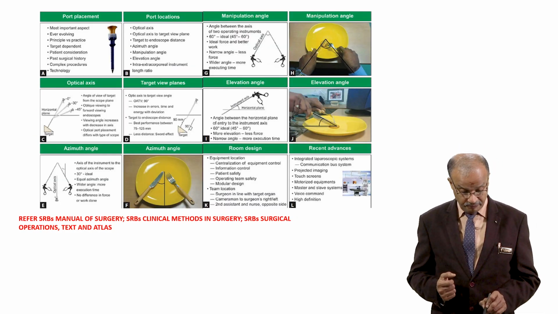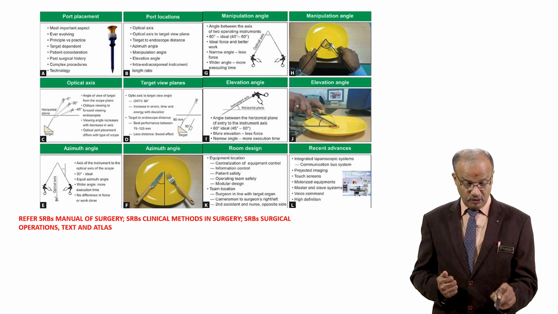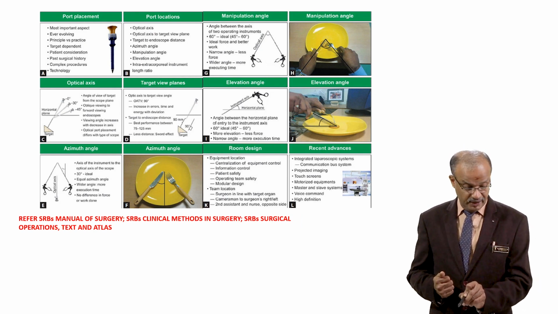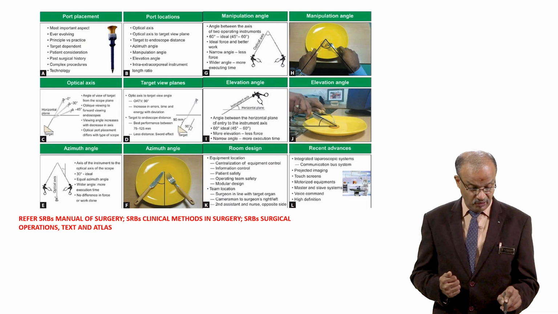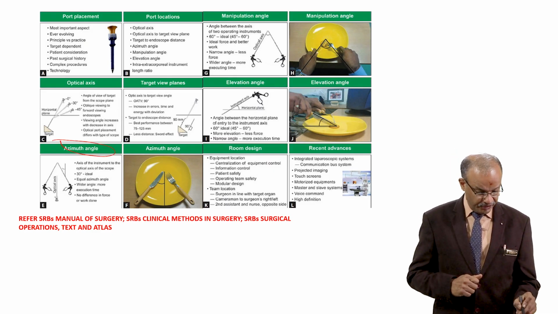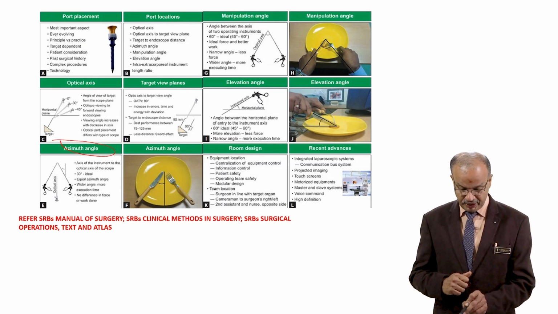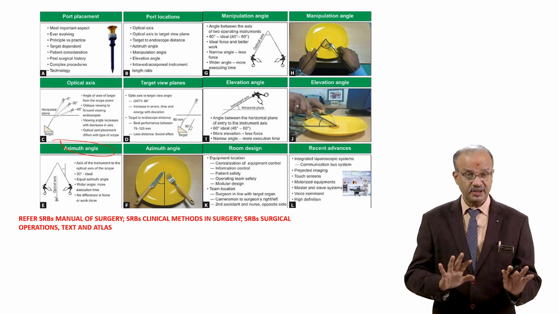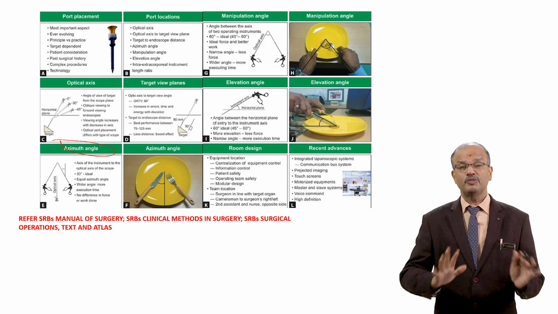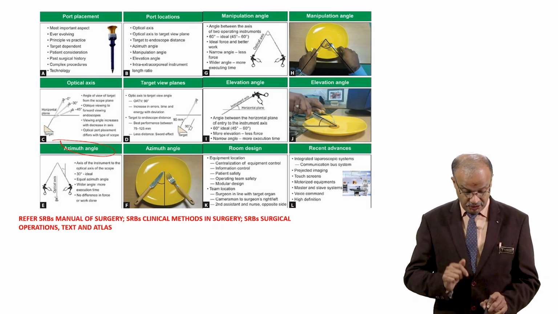Now again, I'm not going to discuss these things, but port placement, port location, manipulation angle, this is important. The meanings of all these things: target, elevation angle, azimuth angle is important, azimuth angle, remember. See how exactly the room design, decentered ports, everything. This slide shows everything, the principles of laparoscopic surgery. I'm not going into detail, but you can always go through it.